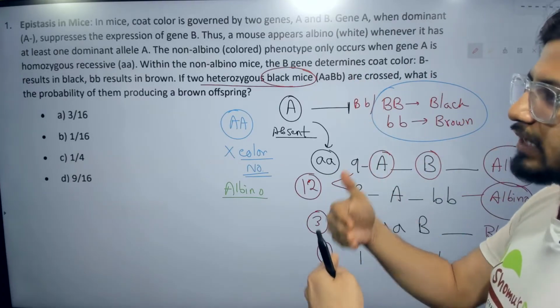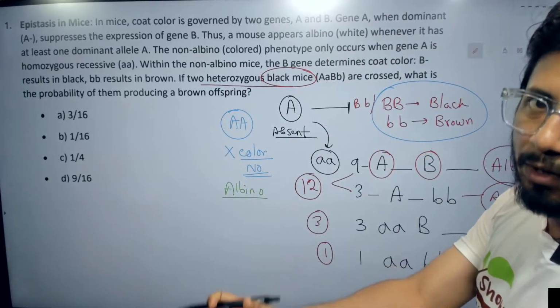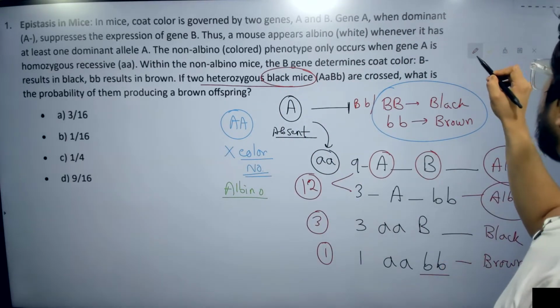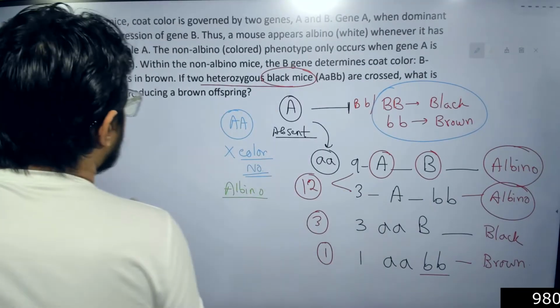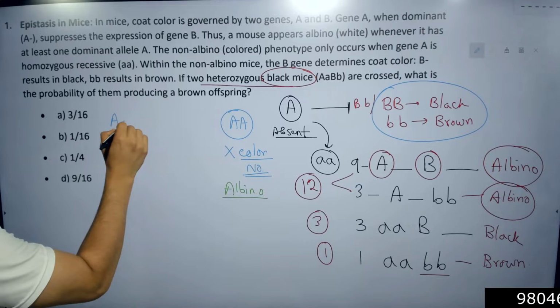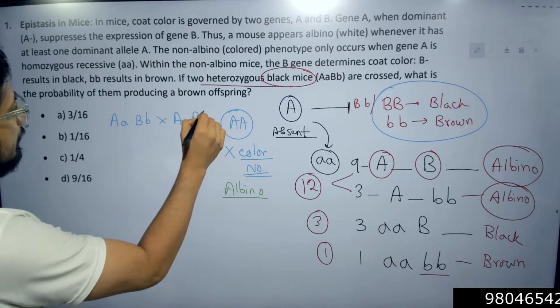If such a cross or mating happens, what is the probability that they will give rise to a brown offspring? Okay, for that we'll do the calculation. See, now the condition is capital A small a, capital B small b. We cross it with capital A small a, capital B small b.